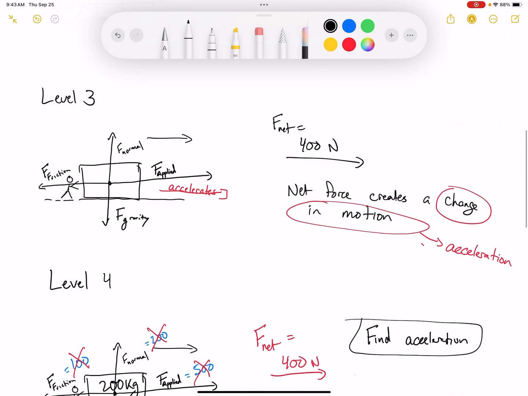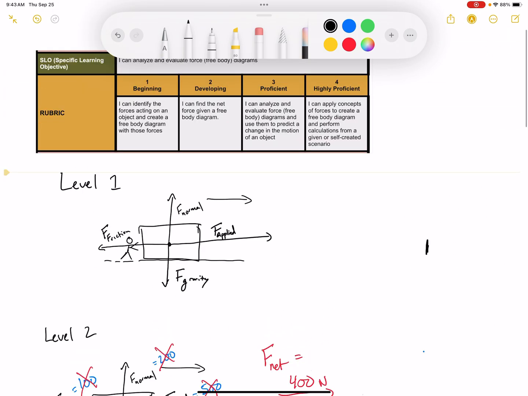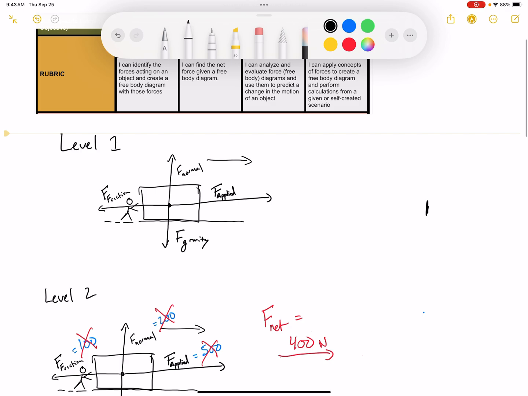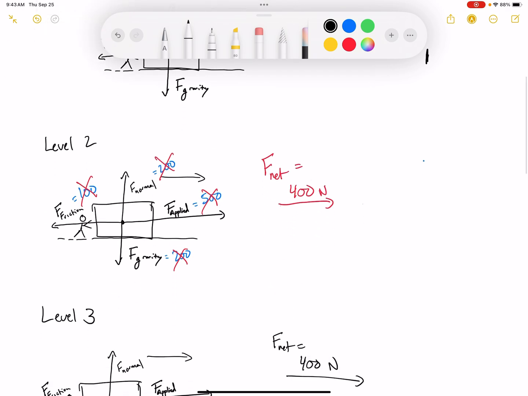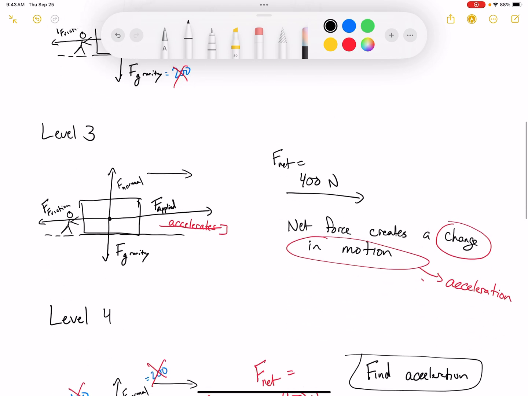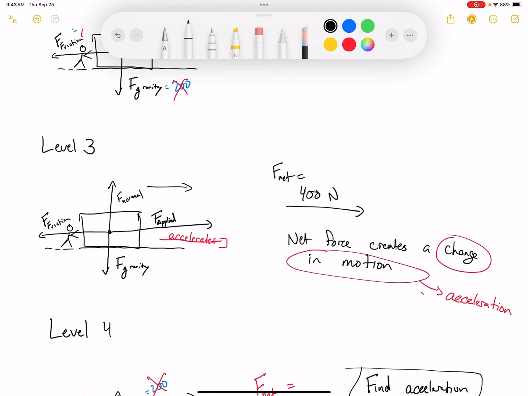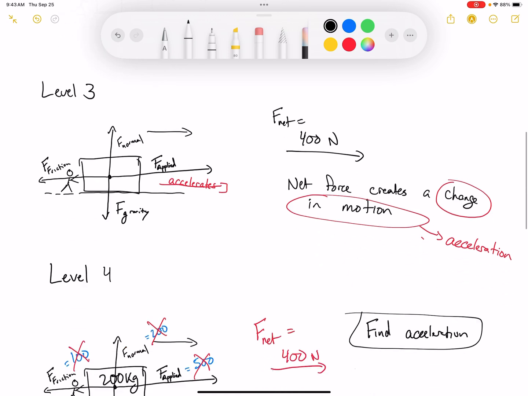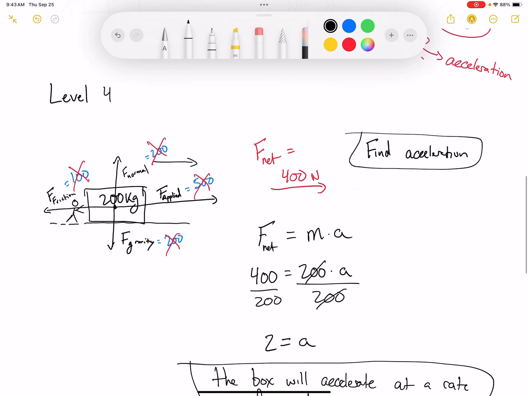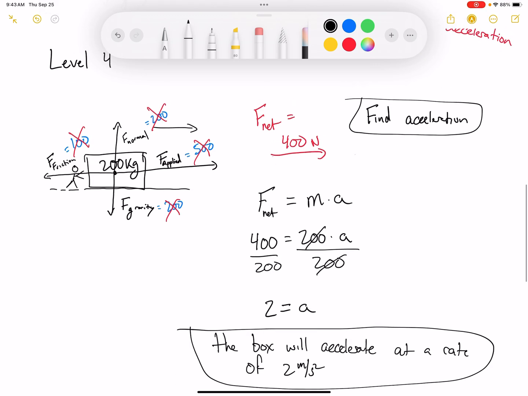So walking you back through just to make sure we're staying consistent. Level 1, we are simply identifying what forces are on the box. Level 2 is we can solve for a net force on the box by adding and subtracting our arrows depending on what direction they're in. For a level 3, you can tell me that because I have a net force, the box is going to accelerate in that direction of the net force. And then level 4 is you should be able to solve for the acceleration by using Newton's second law of motion.